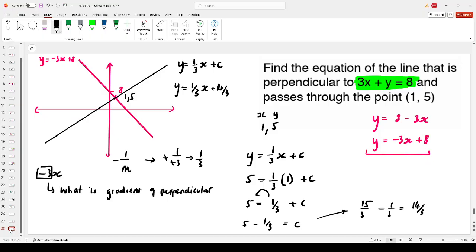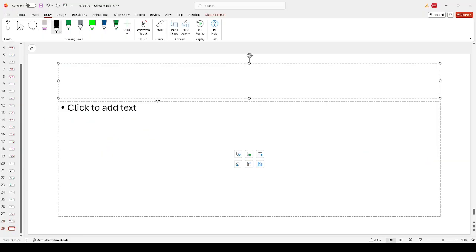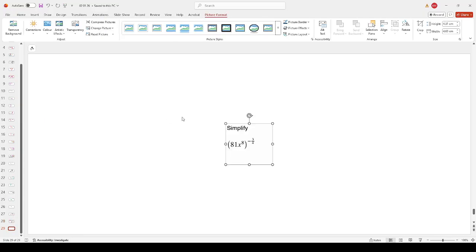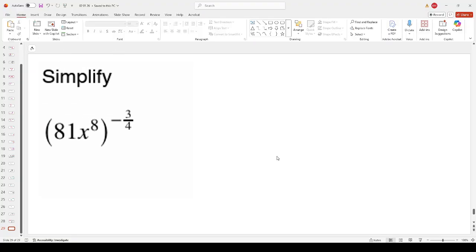Next question, guys. We're going to go a bit over time, yeah? Just a bit. This is the last one. Last question. 81 to the power of x cubed to the power of negative 3 over 4. Last question, guys. Let's end this lesson on a positive.